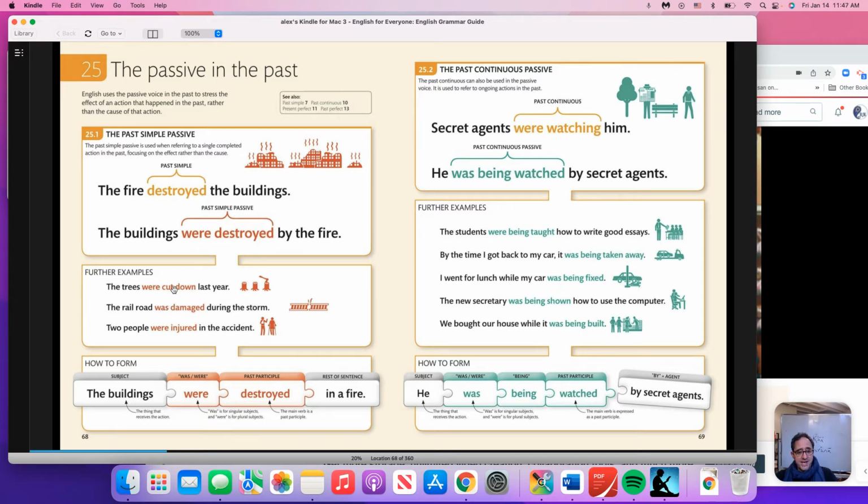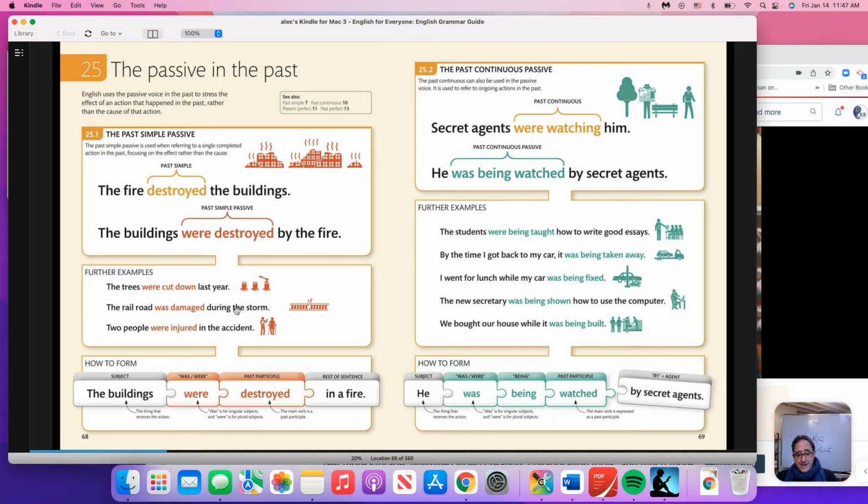I don't change cut down. I don't change destroyed. I don't change damaged. I was cut down. He was cut down. She was cut down. They were cut down. We were cut down. Cut down is not going to change in that. So the trees were cut down last year. We don't care who cut them down. We just care that the trees were cut down.